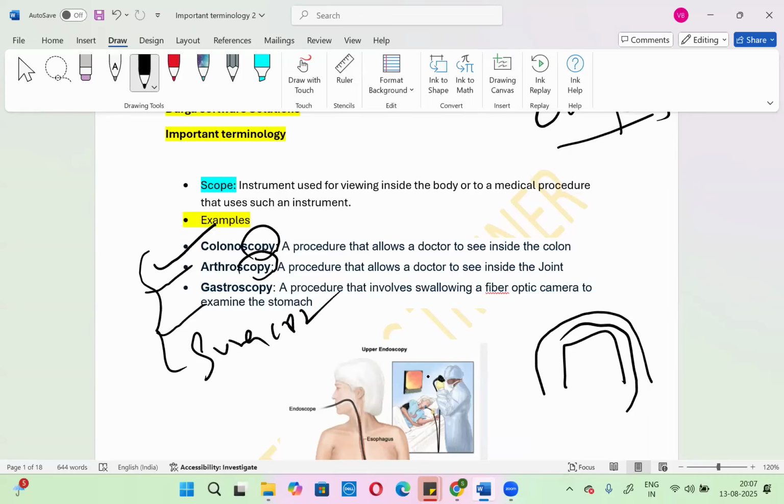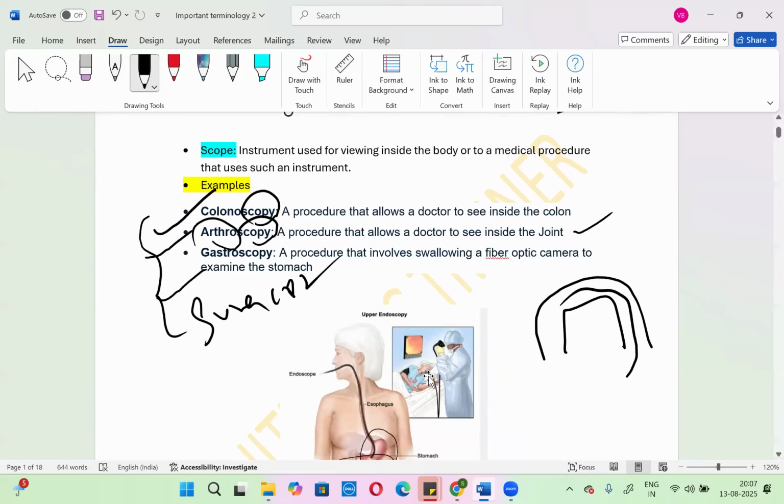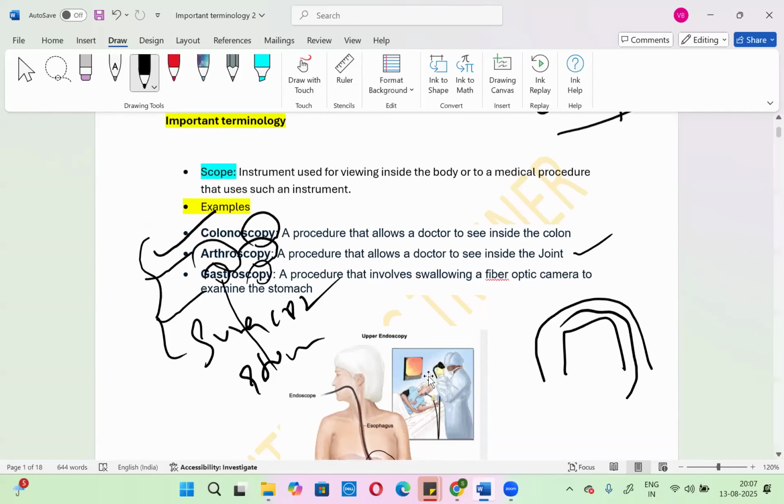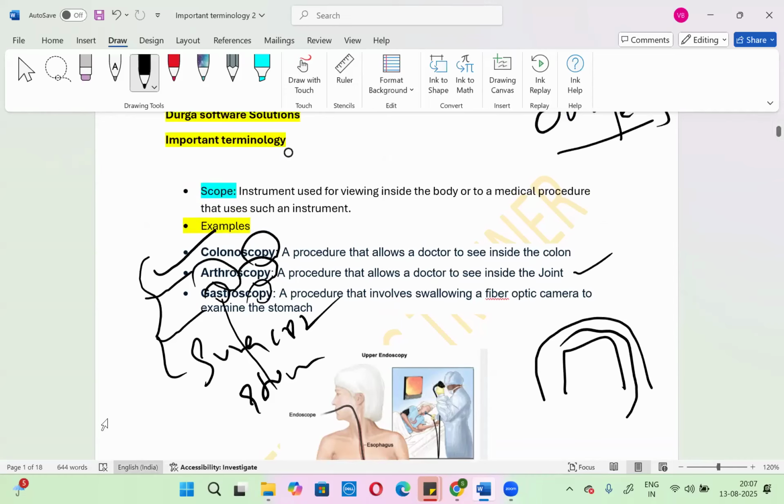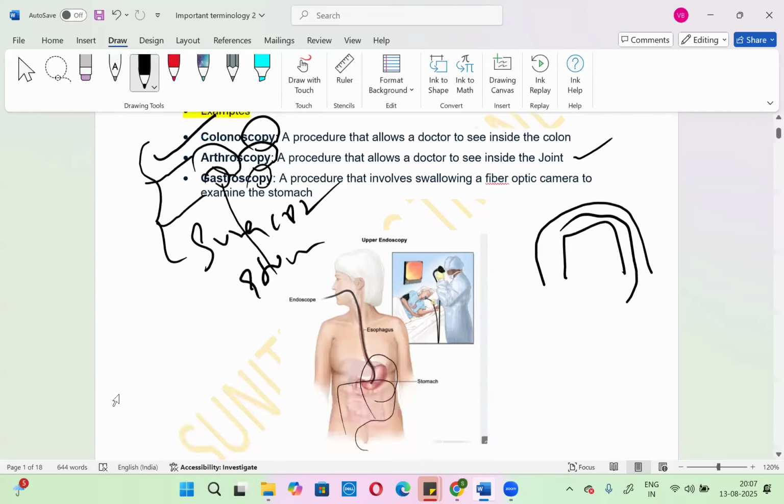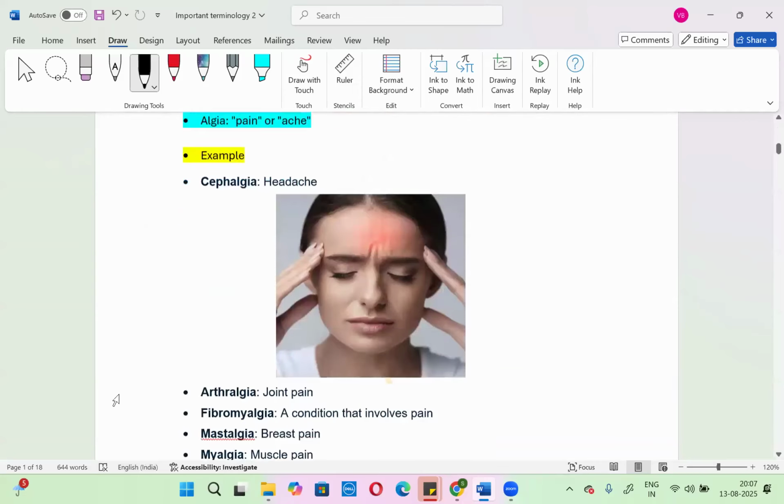Now what is arthroscopy? Scopy is nothing but examination. What are they examining here? Arthro is a joint. What about gastroscopy? Scopy is the instrument to view inside, and gastro is the stomach. So like this, the terminologies will be there for the scope.